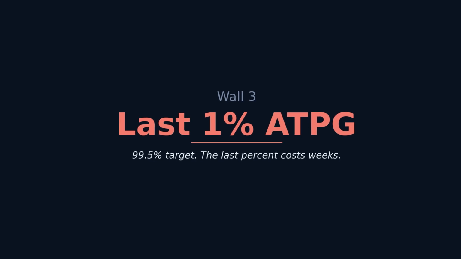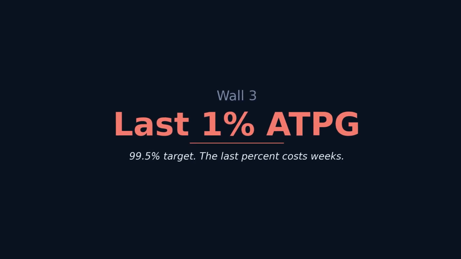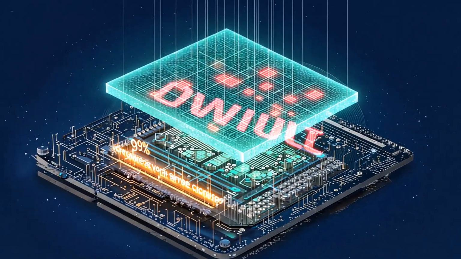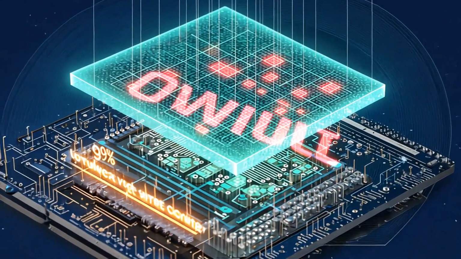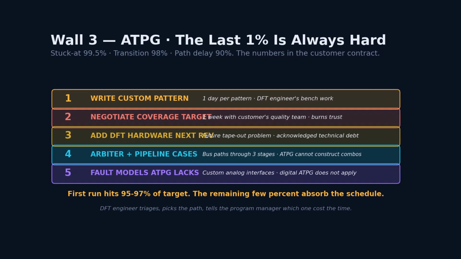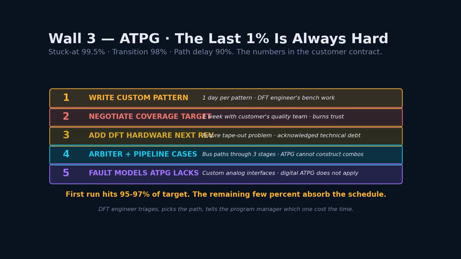Wall 3 is automatic test pattern generation, ATPG, achieving the coverage target. Stuck-at coverage of 99.5%, transition fault coverage of 98%, path delay coverage of 90% for critical timing pass. The numbers in the customer contract. The Synopsys TestMax ATPG engine generates the patterns. On a typical AI accelerator, this takes a few hours of EDA compute and produces a coverage report.